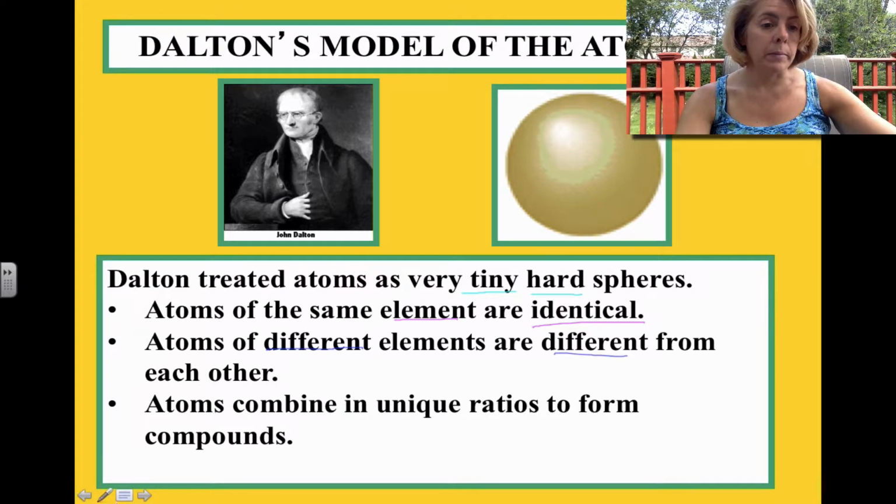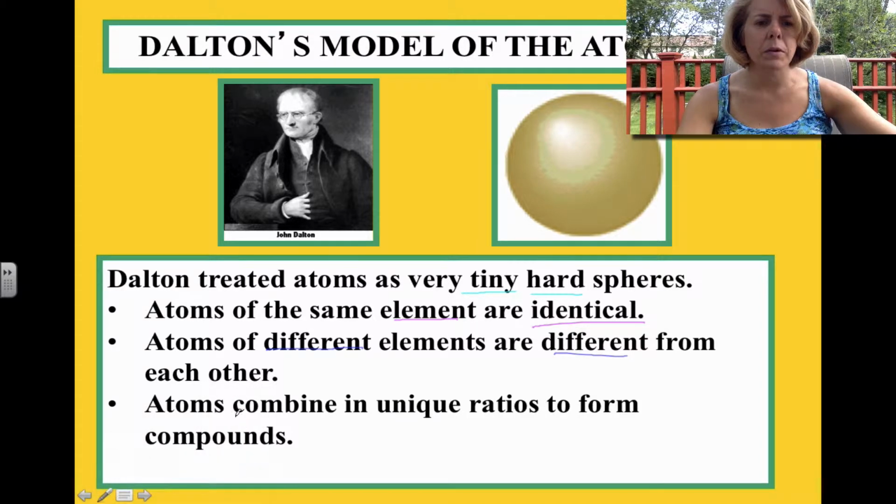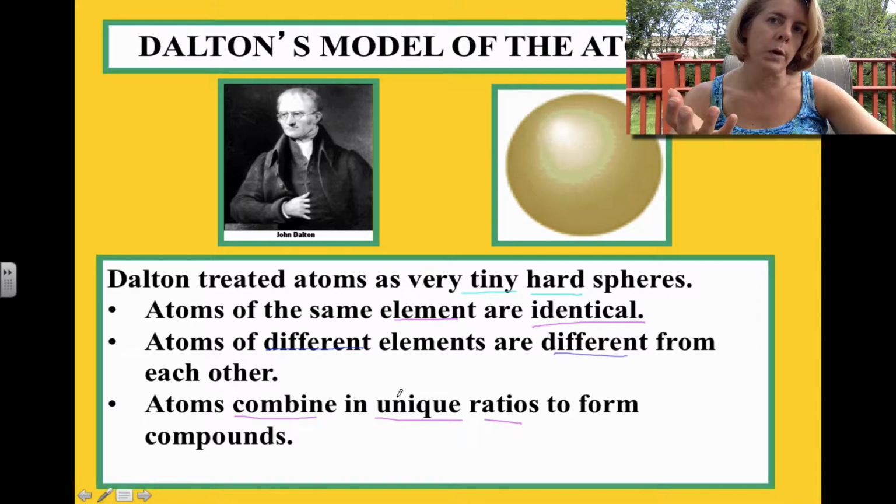And this is groundbreaking because not everybody saw this, but Dalton said that they have to combine in unique ratios. So when water is formed, there has to be 2 hydrogen and 1 oxygen. When hydrogen peroxide is formed, there's got to be 2 hydrogen and 2 oxygen. So notice that he noticed that different compounds have different unique ratios, and that was groundbreaking.